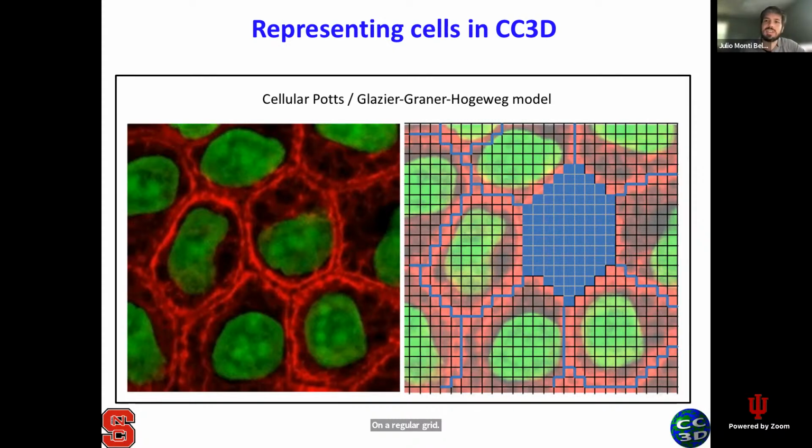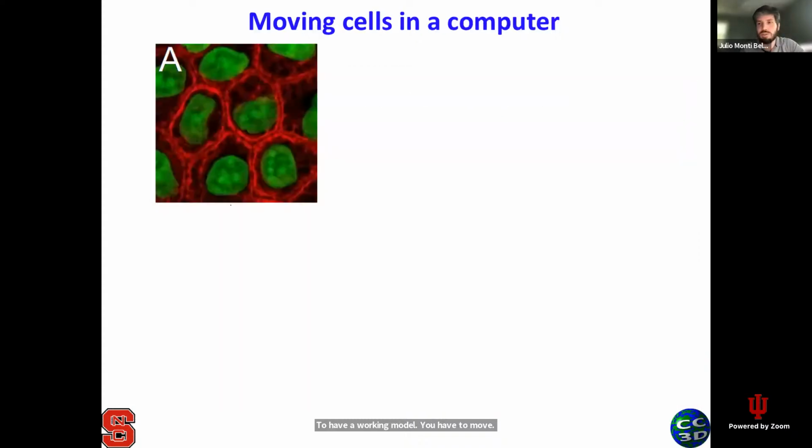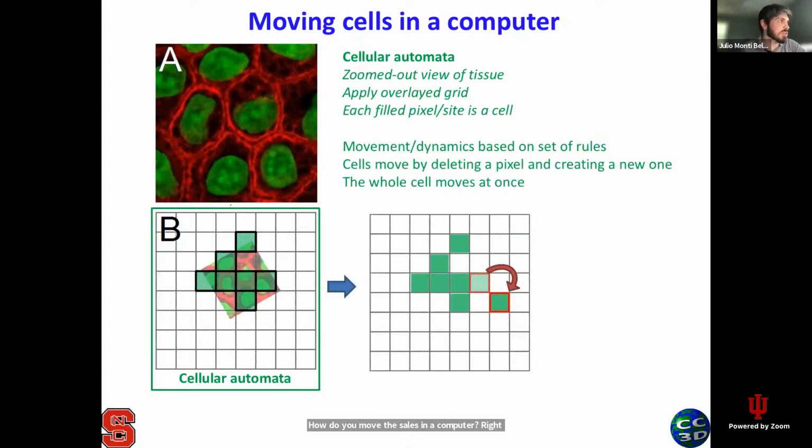Okay, so this is how you represent the cells on a screen. So that is not yet a model. To have a working model, you have to move those cells that you represent. Okay, so how do you move the cells in a computer, right? Or in your model. So in the case of the cellular automata, you basically are flipping a whole pixel to another one. So if this cell here is moving, the way that it moves is that you delete it from this pixel grid and copy it over to this pixel grid. Okay, and now the cell has moved.